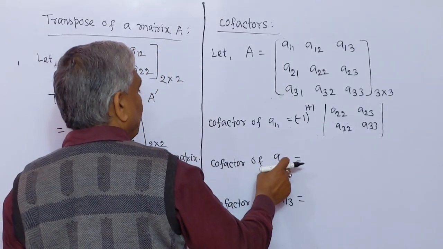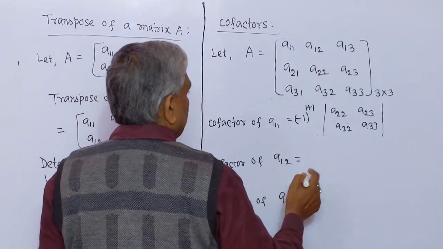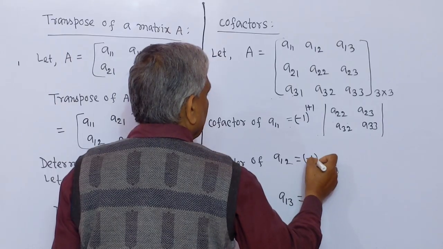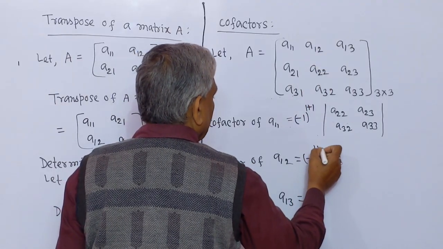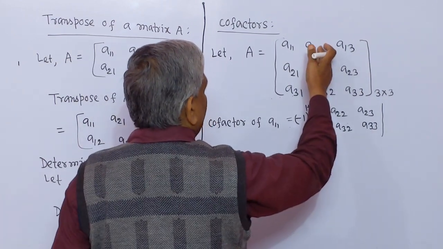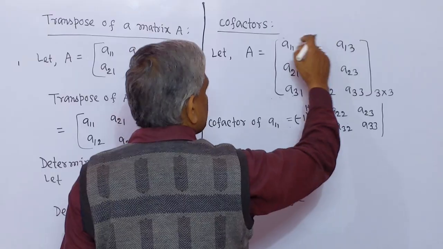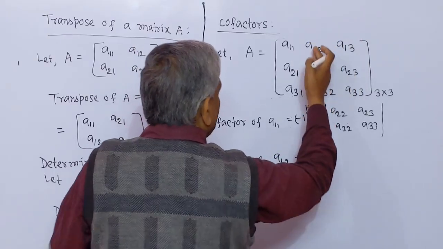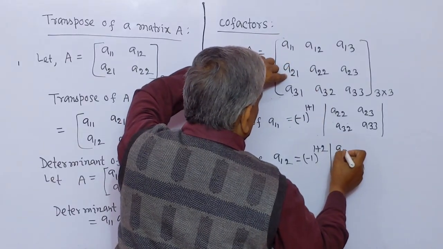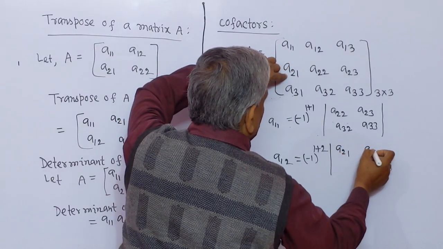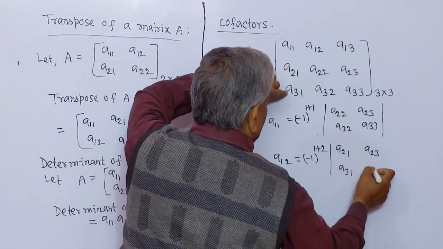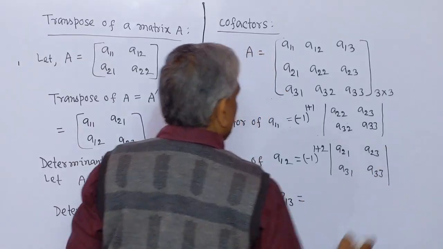Now, the cofactor of A12. This is position 1, 2, so we write minus 1 to the power 1 plus 2. A12 is in the first row and second column. We cancel the first row and second column. Remains A21, A23, A31, A33, determinant.